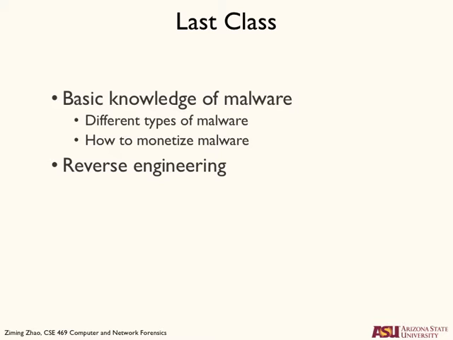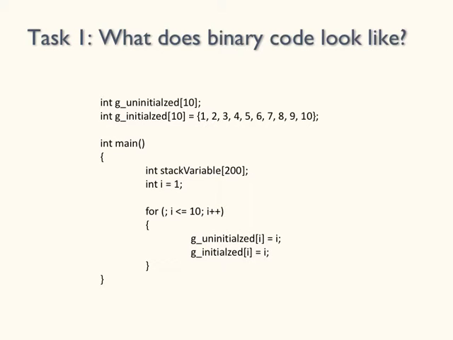So, last class, we went through some basic knowledge of malicious code or malware. We talked about different types of malware out there and how those adversaries and criminals actually make money from malware. And we looked a little bit at how to do reverse engineering. We looked at this piece of C code, and I believe most of you have already forgotten everything, so let's go over this again.